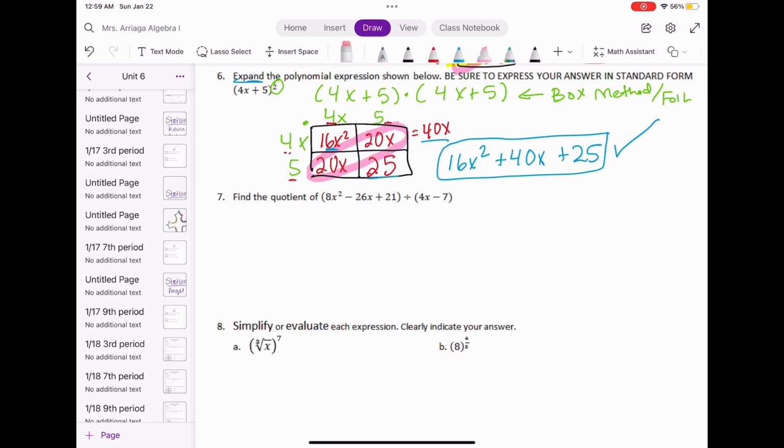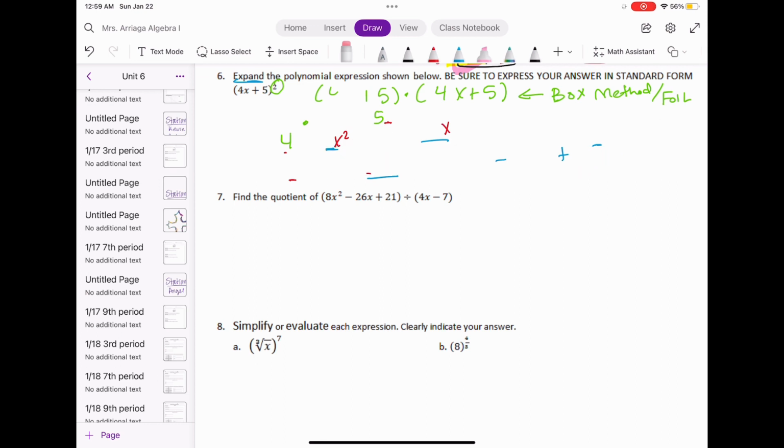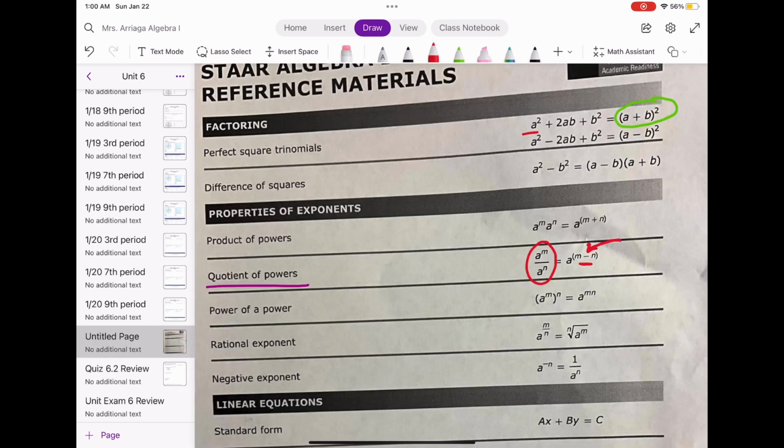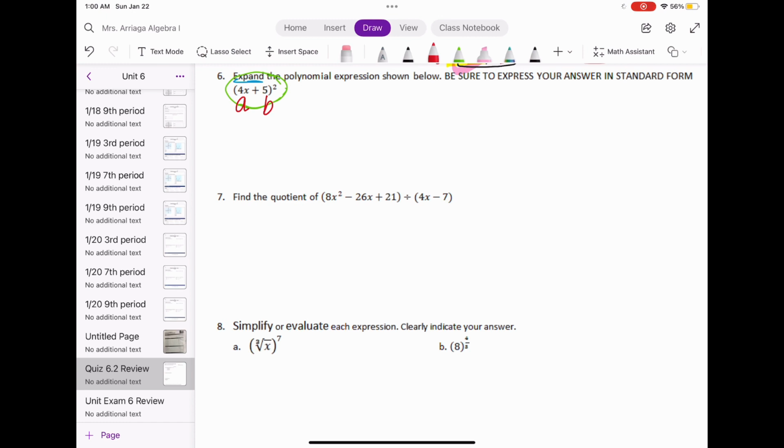Okay, now, there is another way to do this one. I don't know if you guys remember, we learned perfect square trinomials, right? You see how that looks? That a plus b squared is a 4x plus 5 squared. So that gives us a formula, a squared plus 2ab plus b squared. So we can also do this problem by following that formula.